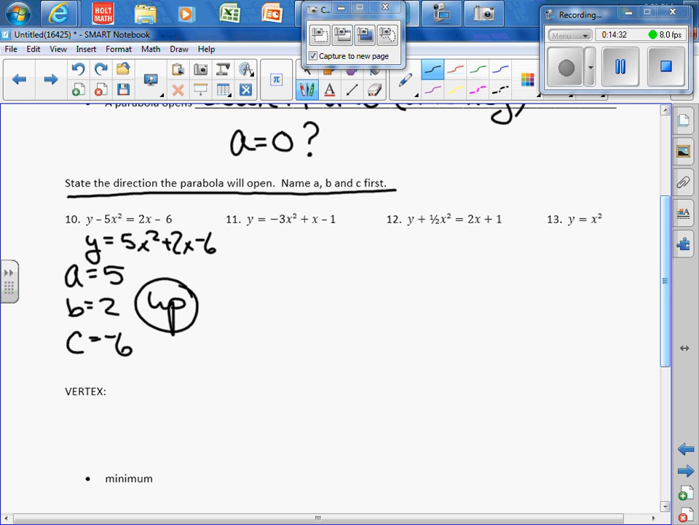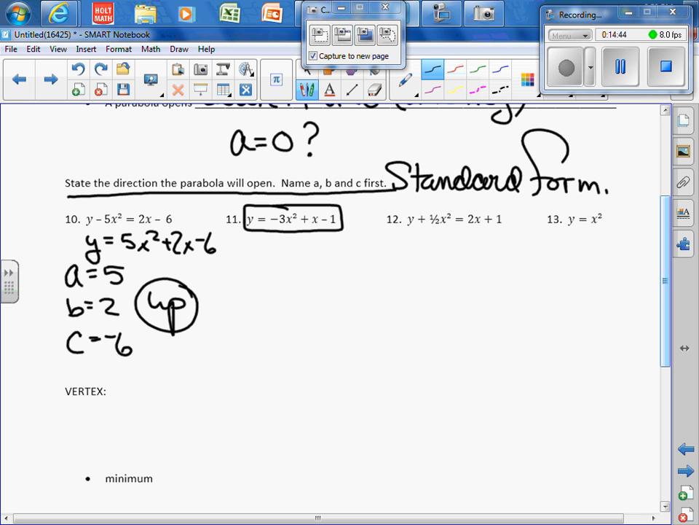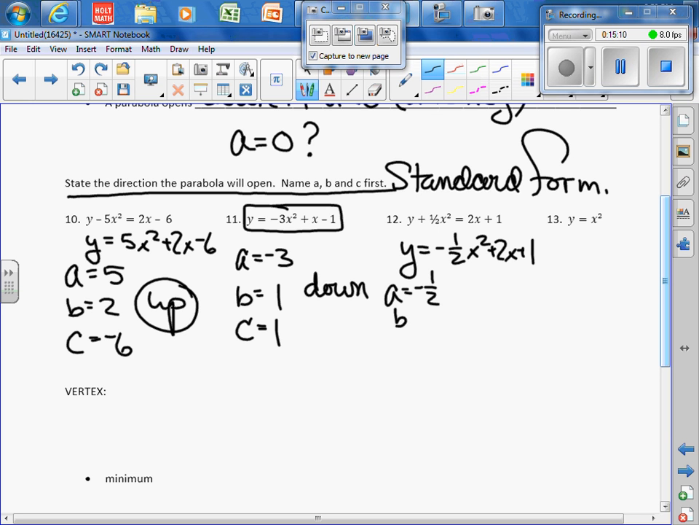In number 11, this is in standard form. Remember, we want these in standard form, descending powers of the variable. And a is equal to negative 3. B is equal to 1. C is equal to negative 1. And this one opens down. How about 12? What's a equal to? Well, it's not 1/2 because we have to subtract the 1/2 x squared from both sides. So y is equal to negative 1/2 x squared plus 2x plus 1. That means a is equal to negative 1/2, b is equal to 2, c is equal to 1, and this one opens down.